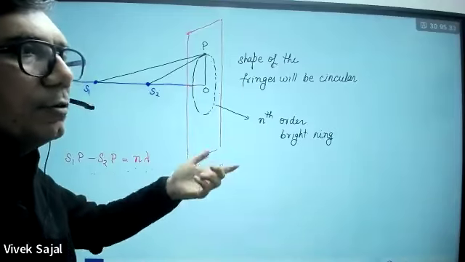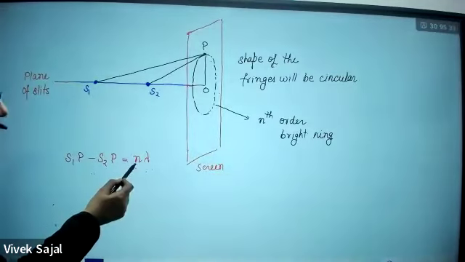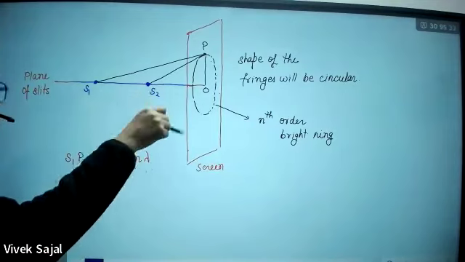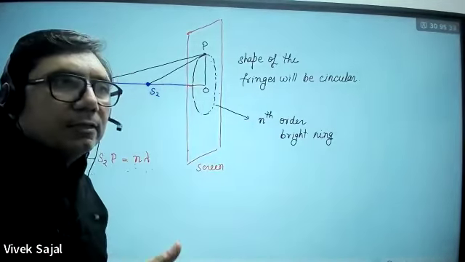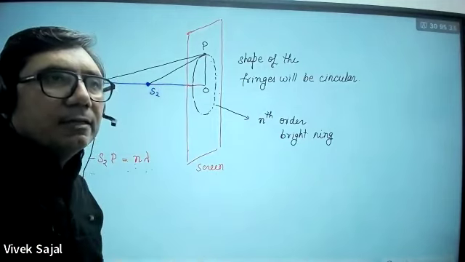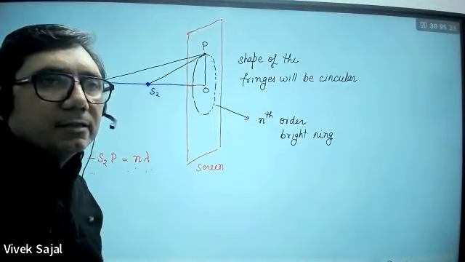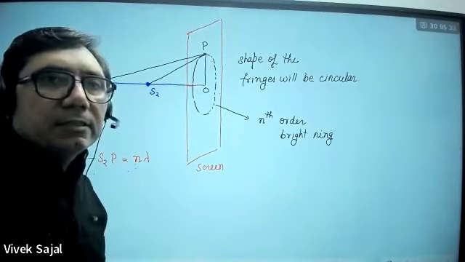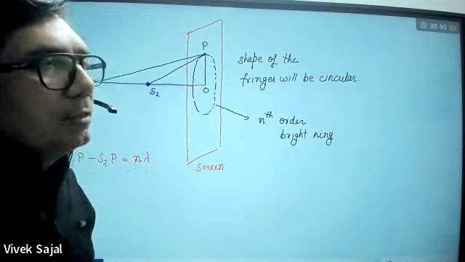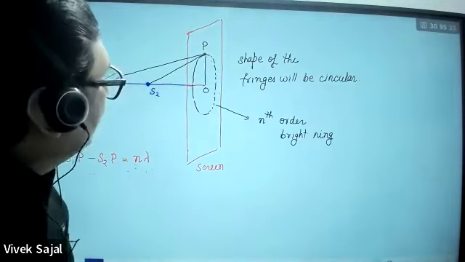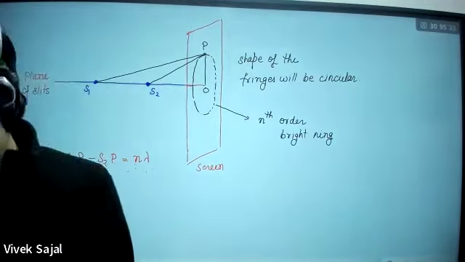If you are having fourth order maxima, you put 4 here, that will be a constant. Draw a circle corresponding to that. For n equal to 3, there will be a different circle. For n equal to 100, there will be a different circle. So these fringes will be in the form of circular rings on the screen. Okay? So the shape will be circular, beta.